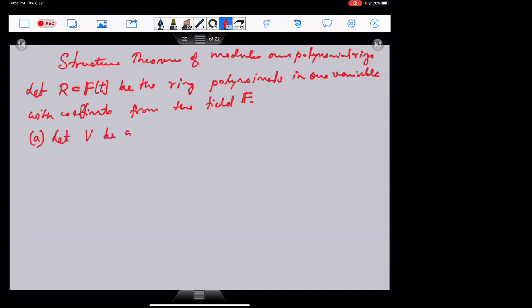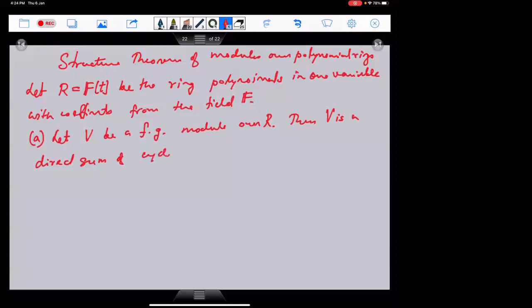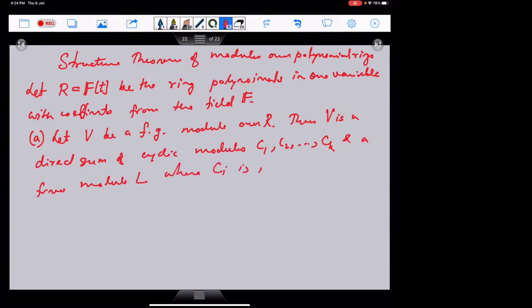Let V be a finitely generated, I'm abbreviating finitely generated as FG, module over R. Then V is a direct sum of cyclic modules C1, C2, ..., CK, and a free module L, where Ci is isomorphic to R upon di(T), and each di(T) divides d(i+1)(T).